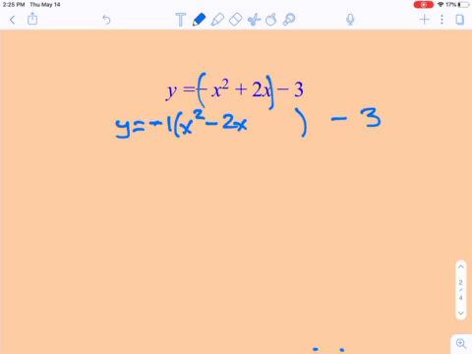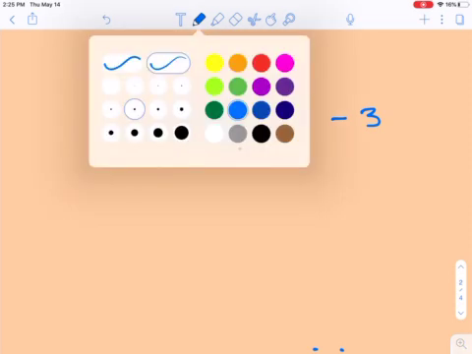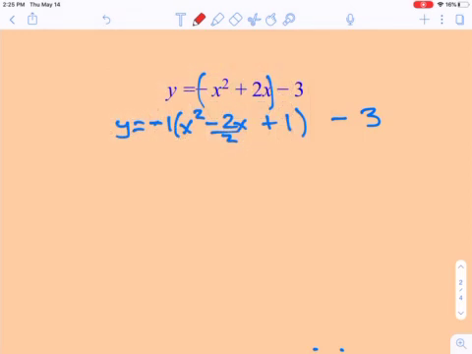So now you see how this becomes much easier to deal with. Let's figure out, if I divide negative 2 by 2, I get negative 1. If I square that, that gives me 1. Now, this is where you need to be careful. I do have 1 here, but this 1 is inside the parentheses that's being acted on by that negative 1.